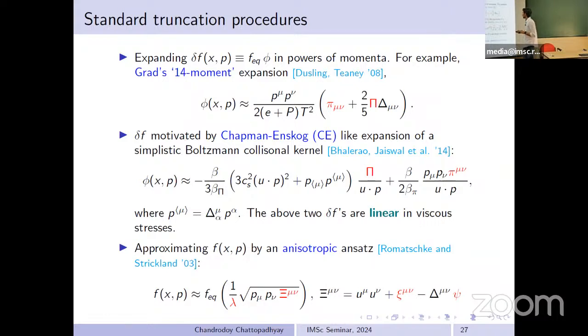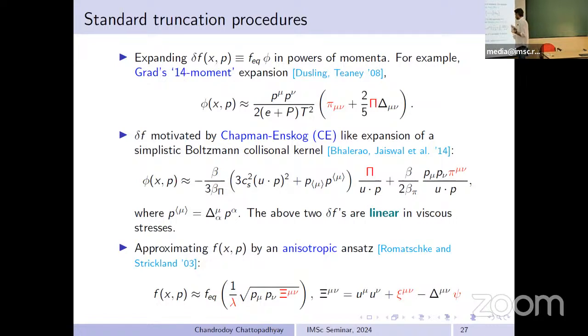Then there is delta F motivated by a Chapman-Enskog like expansion, which assumes some collisional kernel, but these two are linear in the non-equilibrium corrections here. There is another standard way of doing it. The second one is basically obtained from RTA, but then there is some sort of redefinition done. Here one would obtain quantities like sigma or theta, but then one replaces them with the same trick, the Landau kind of trick, to just write this delta F in terms of capital Pi and pi.